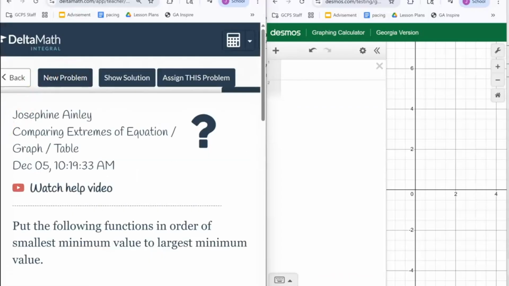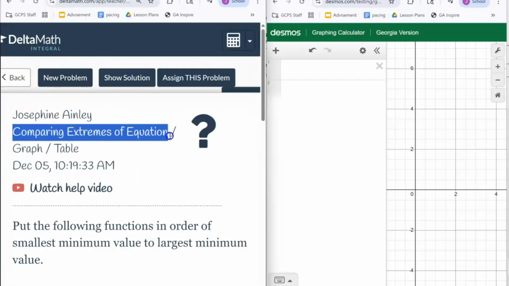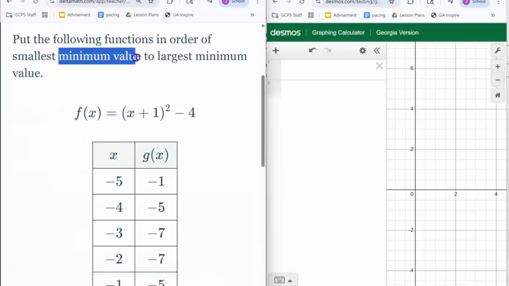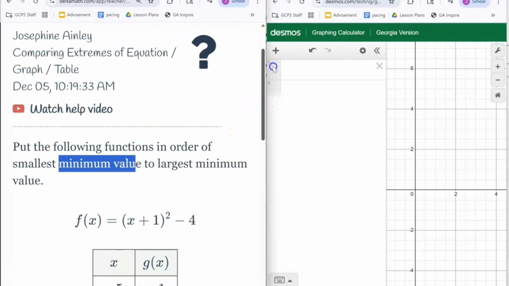All right, so we're going to take a look at comparing extremes of equations, graphs, or tables. So extremes mean looking for the minimum or the maximum. And remember, it's not the vertex, but just the minimum or the maximum. So again, when I go to Six Flags, what's my minimum height? What's my maximum height? I don't care how wide I am. So just the y values.